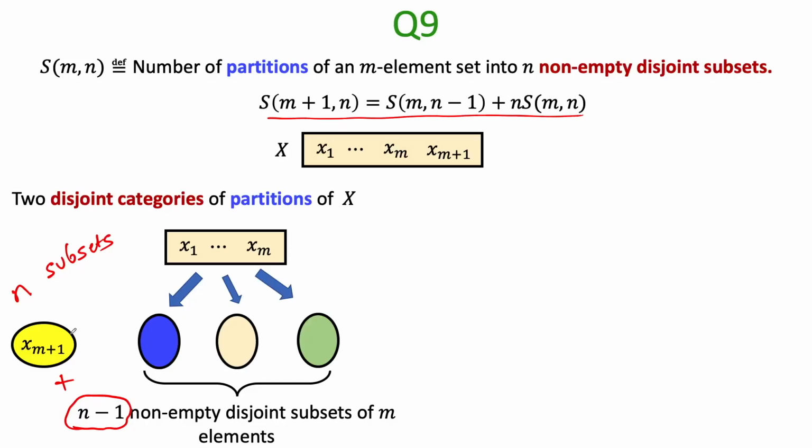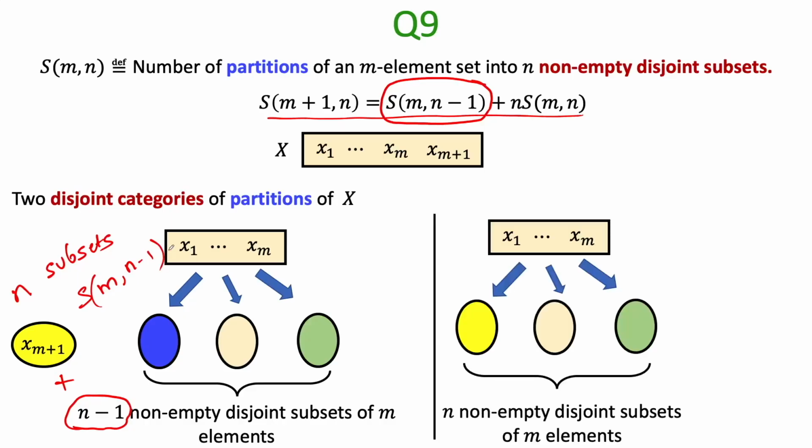The number of partitions in this category is nothing but S of m comma n minus 1, because basically the number of ways in which you can partition the first m elements into n minus 1 number of pairwise disjoint subsets, in each such partition you just add one additional subset consisting of the solitary element x of m plus 1. That will give you a valid partition for the bigger set X. And the number of such partitions we can have here is nothing but S of m comma n minus 1. That's one category of partition.